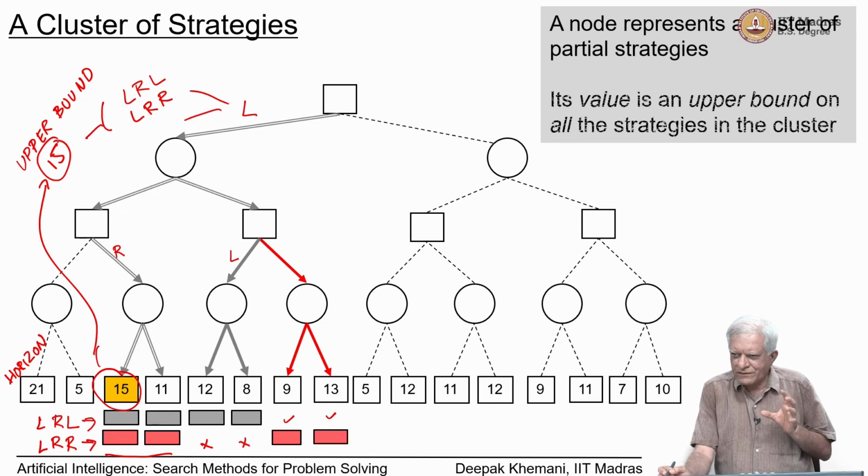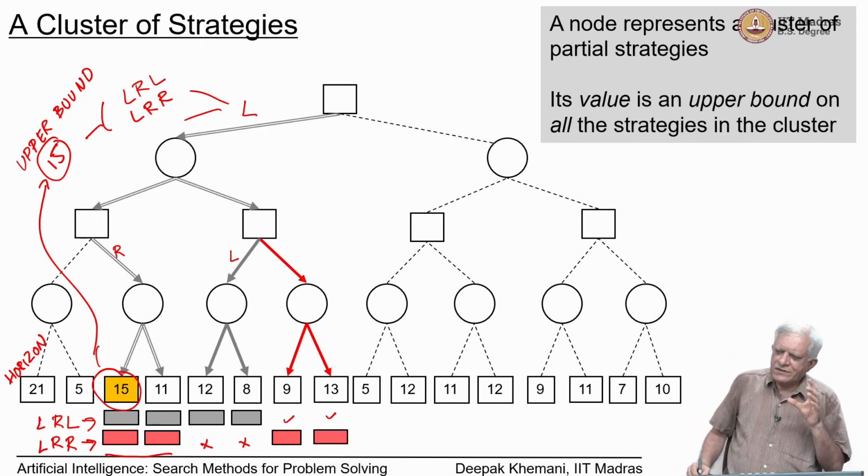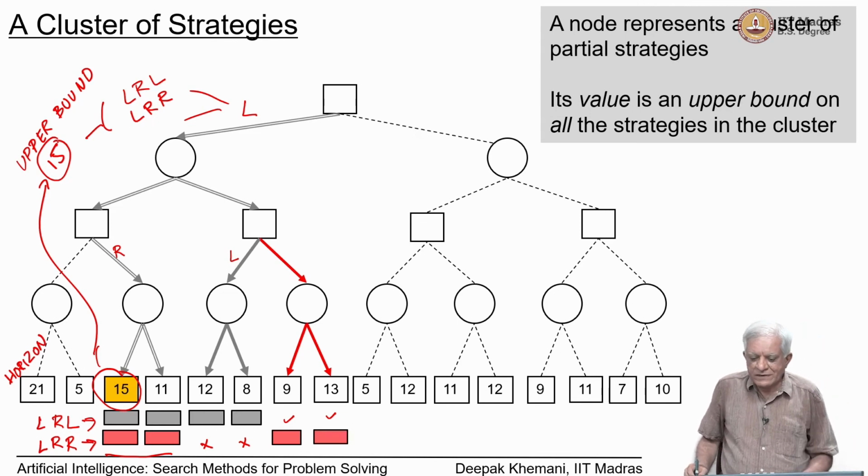So, by looking at a leaf node, we get some idea of what the value is, or at least what the upper bound on the value of the strategy is. This is very similar to what we did when we were looking at branch and bound with the travelling salesman problem, where we took a partial tour and then looked at values which were lower bounds, because there we were trying to minimize the cost. In the same manner, we are looking at partial strategies or partial solutions here and estimating upper bounds on how big the value of the strategy can be.